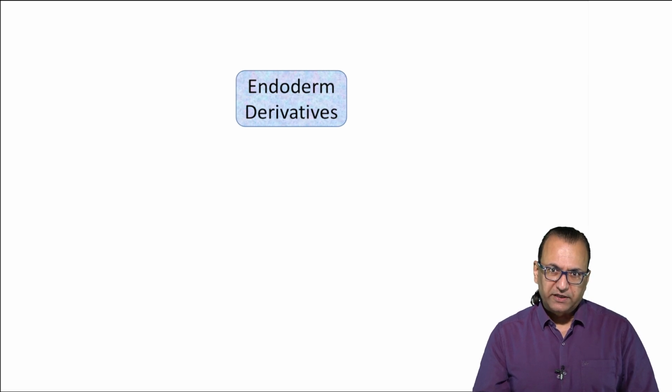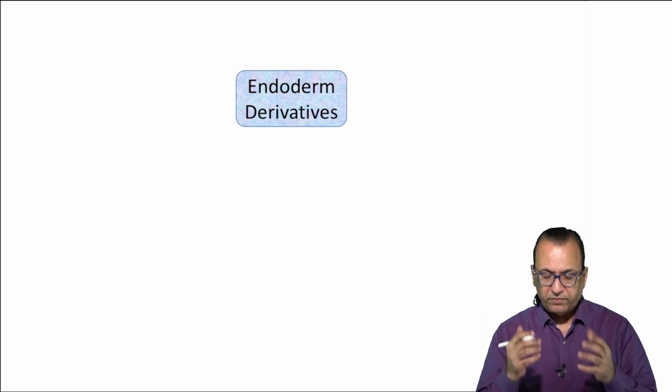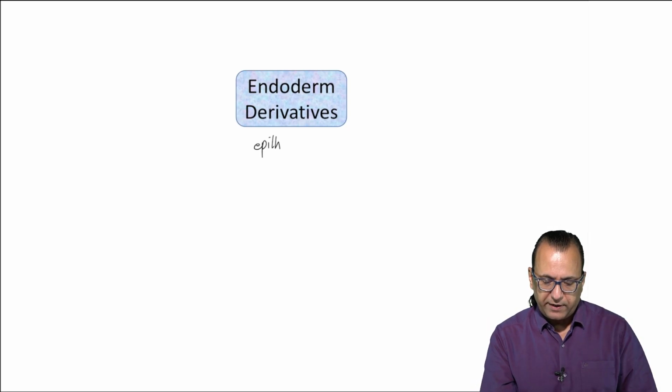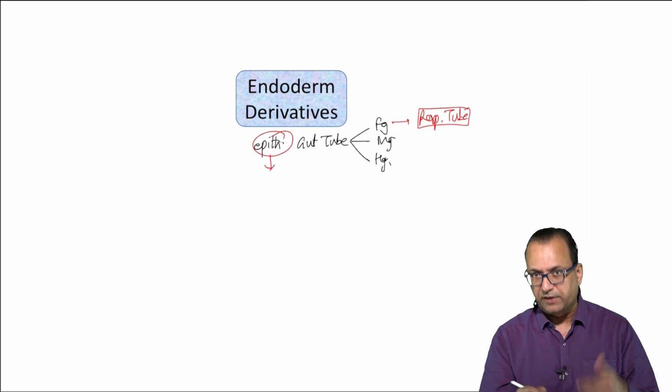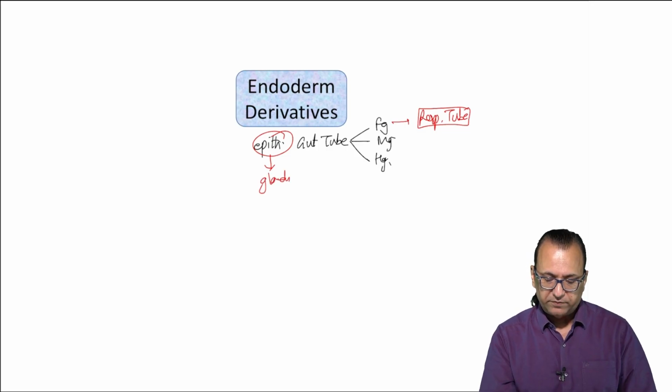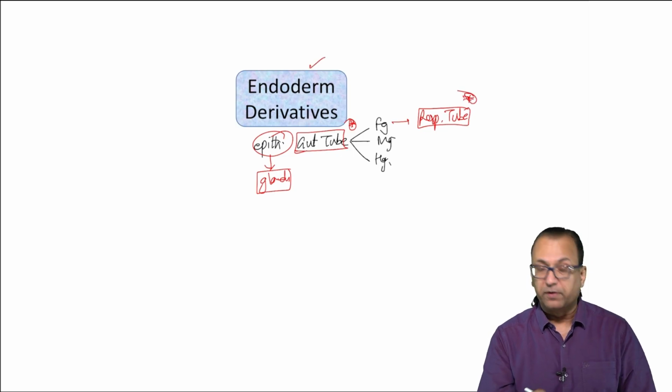Endodermal derivatives. It is understood that endoderm is the first germ layer to develop from the epiblast during gastrulation, and endoderm is, as the name suggests, on the inner side. It is going to give us the epithelium of the gut tube, but from the gut tube, as we understand, there is a foregut, midgut, and hindgut. From the foregut develops the respiratory tube. So even the respiratory tube, especially the epithelium, and since epithelium gives glands, the epithelium and glands of the gut tube and the respiratory tube are from endoderm.